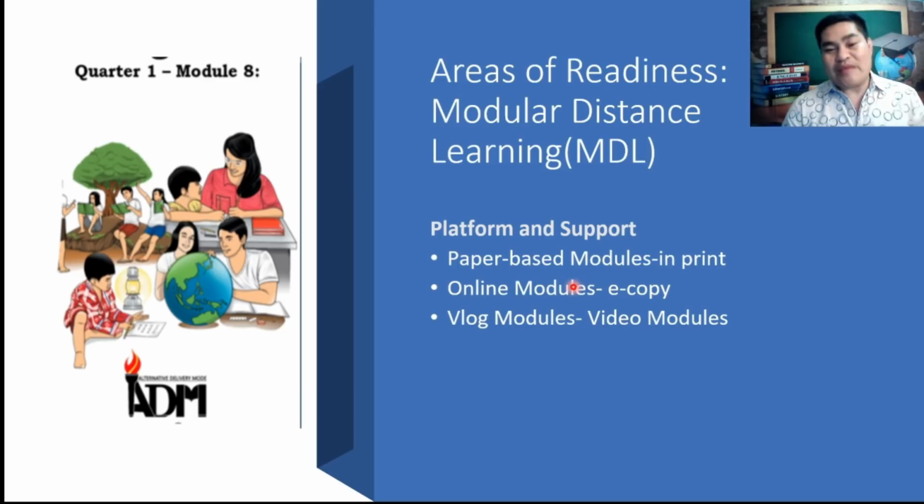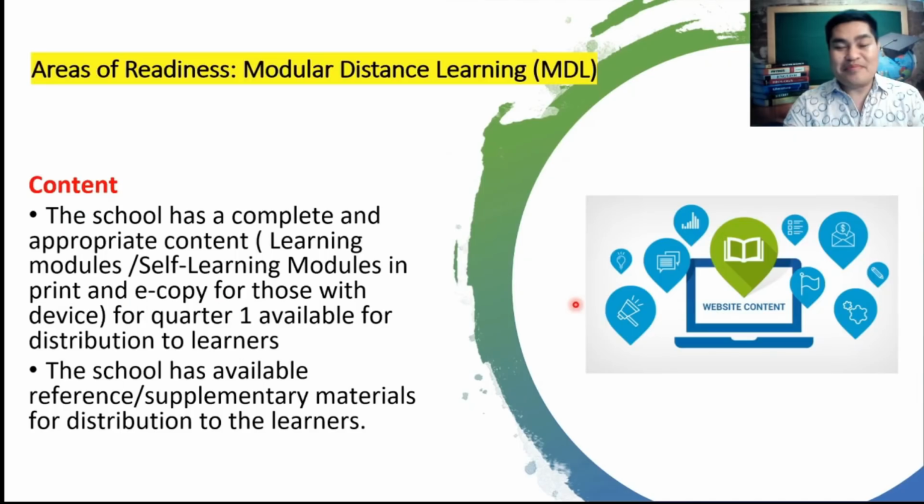So there are the 3 ways we can do modular distance learning, either through a paper-based, either through online, or either through vlog. However, you cannot have the online and the vlog modules if you don't have the paper-based. So you have to create really a module first before you can create an e-copy or a vlog module to your students. So the base of everything is you need to create a module. So that's the first step that you need to do.